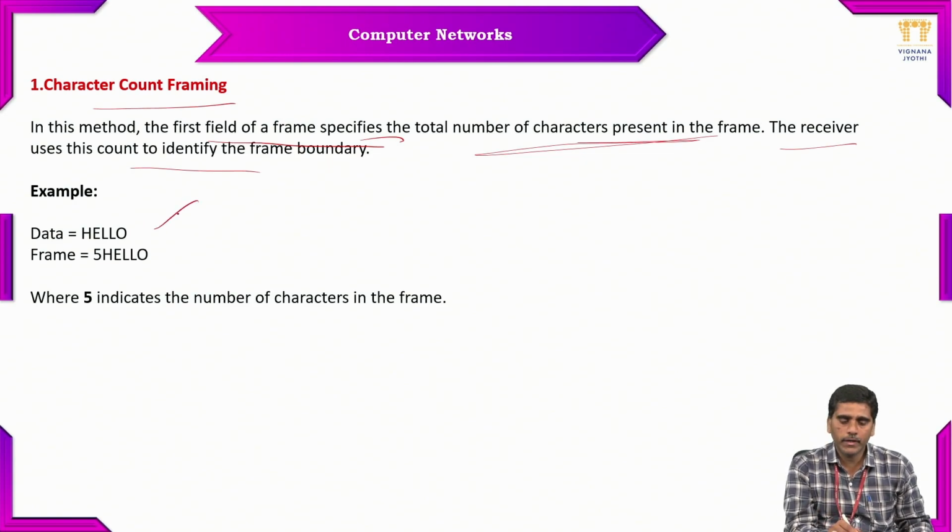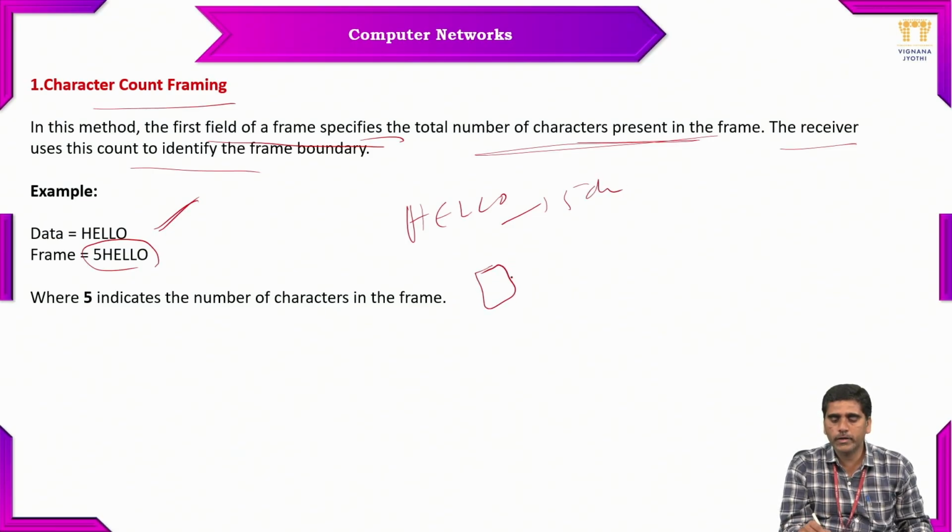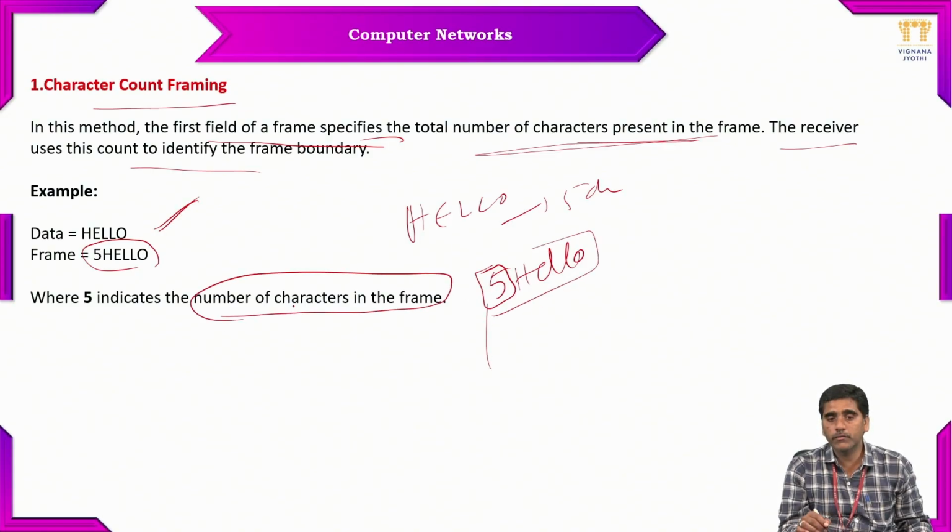Suppose your data is "Hello", and the frame is "5 Hello", because Hello contains 5 characters, right? The first field counts the number of characters, that is 5, and the remaining part is the data, Hello. So the 5 indicates the number of characters in the frame.